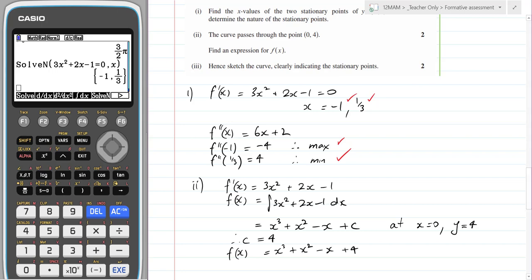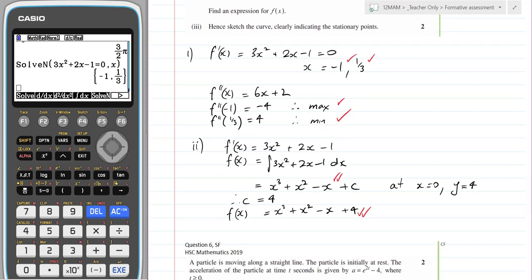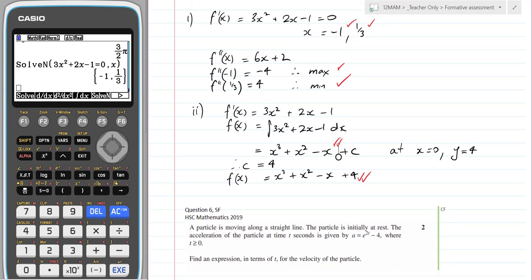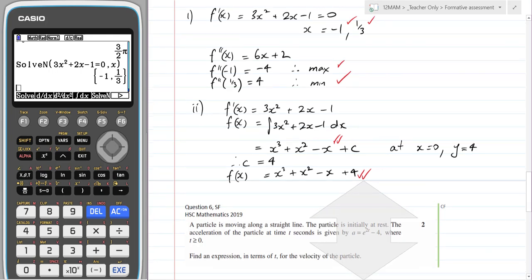And again, we'll allocate the marks here for getting to this stage and then for determining the value of c. So those first 2 marks will be for the 3 of those, half a mark for 2 of them, correct? And then determining c. Any questions on that? Question 3, I've not given myself enough room, but question 3 is hence sketch the curve. So again, I've told you to do this speed.